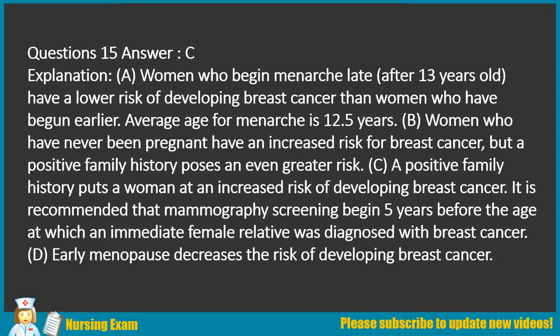Question 15 Answer: C. Explanation. A. Women who begin menarche late, after 13 years old, have a lower risk of developing breast cancer than women who have begun earlier. Average age for menarche is 12.5 years. B. Women who have never been pregnant have an increased risk for breast cancer, but a positive family history poses an even greater risk. C. A positive family history puts a woman at an increased risk of developing breast cancer. It is recommended that mammography screening begin 5 years before the age at which an immediate female relative was diagnosed with breast cancer. D. Early menopause decreases the risk of developing breast cancer.